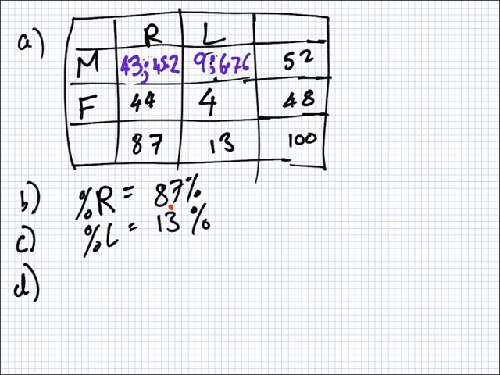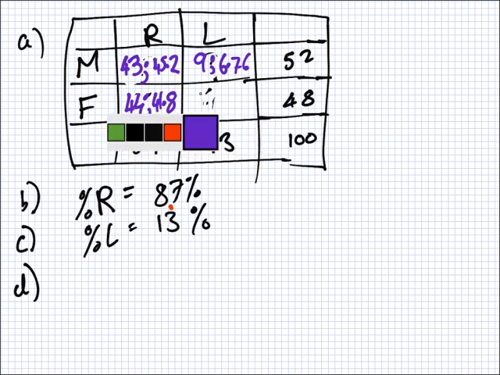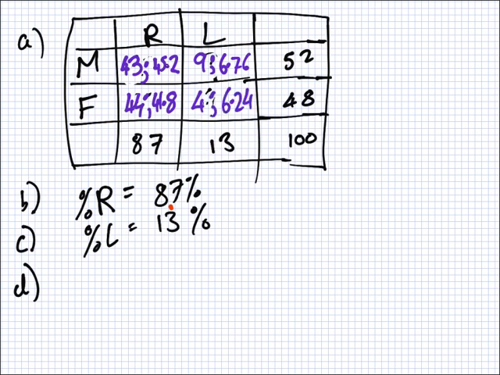Now, let's repeat for females. 87% of the 48, please. 41.7. So if I do 3 significant figures, 41.8. And then lastly, 13% of the 48. That's 6.24. Okay, so expected was 45.2, 6.76, 41.8, and 6.24.